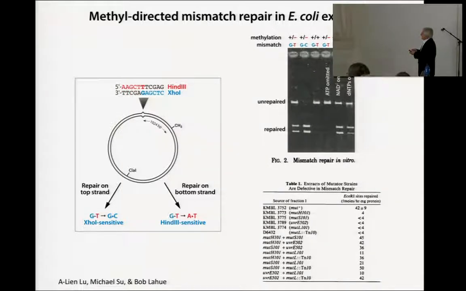But if repair occurs on the top strand, the GT mismatch is converted to a GC base pair and a good XhoI site. And if repair occurs on the bottom strand, it's converted to an AT base pair, rendering it sensitive to HindIII cleavage. So this provides a very simple method for scoring mismatch repair in vitro and monitoring strand direction of the reaction.